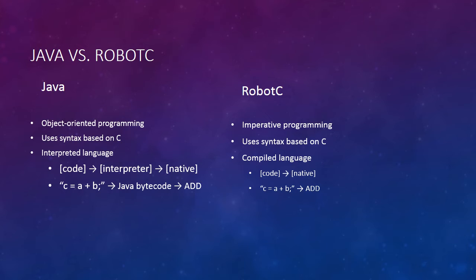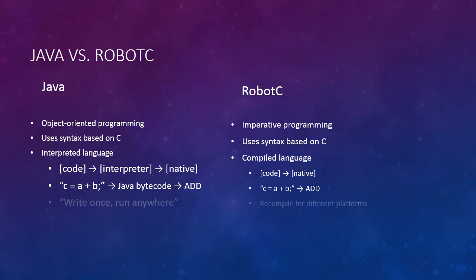And this solves the problem because each system has its own native code. Windows has one, OS X has one, the list goes on. Linux, Android, iOS, every operating system has its own type of native code. Compiled languages, however, compile directly into native code.